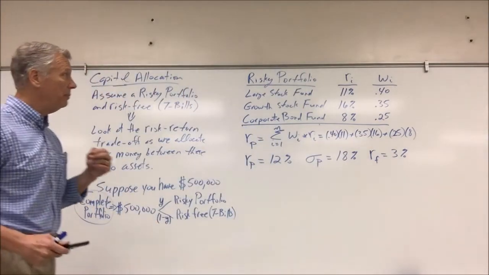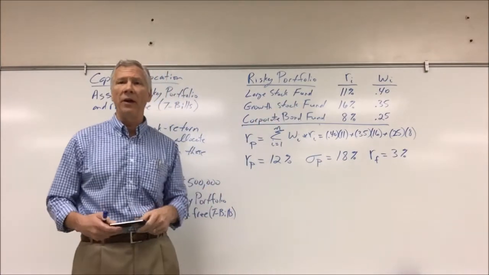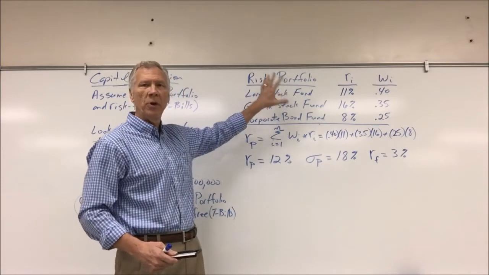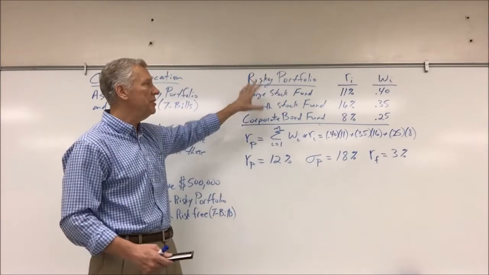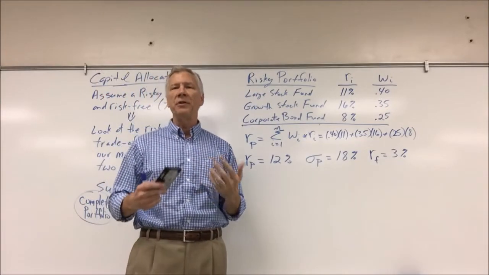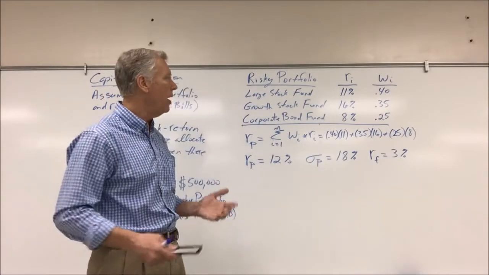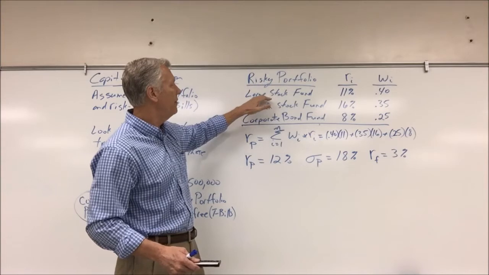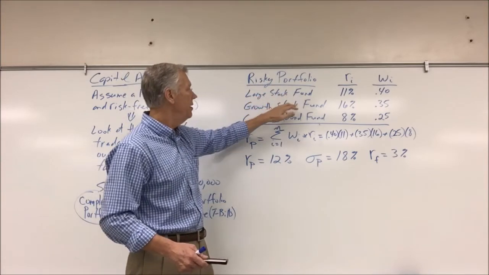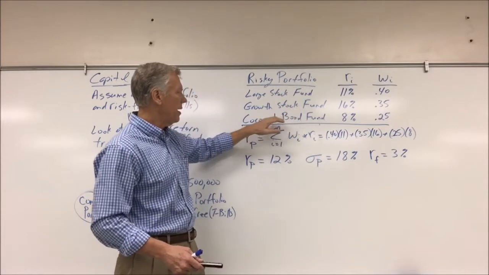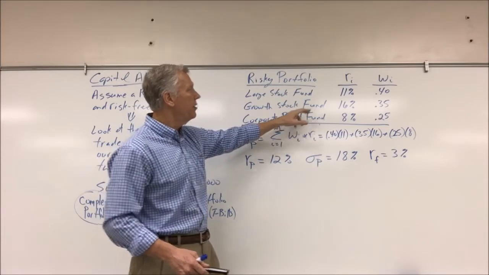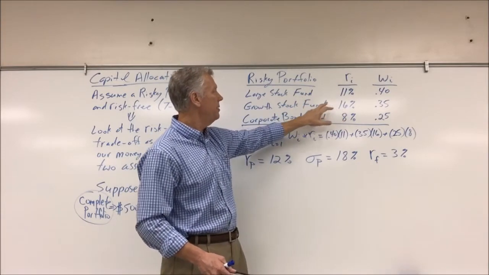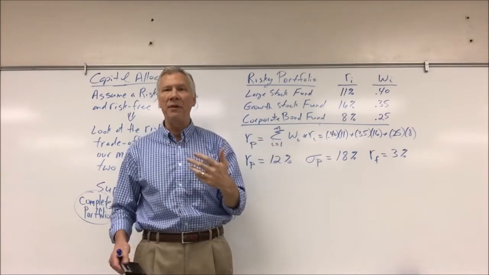Let me put up an example on the board. Let's say we have a risky portfolio. We'll look at the next chapter more at how we pick this portfolio, but we're going to call this an optimal portfolio. In other words, this portfolio gives me the best possible risk-return trade-off that I would want as a risk-averse investor. Let's say it's made up of a large stock fund, a growth stock fund, and a corporate bond fund. Here are the associated rates of return: the large stock fund gets 11%, the growth stock fund gets 16%, and only 8% off the bond fund. So this is a blend.